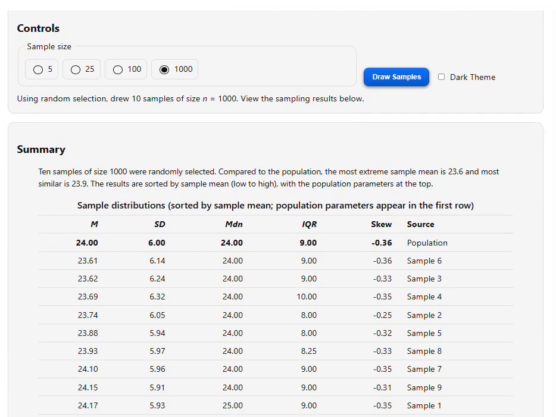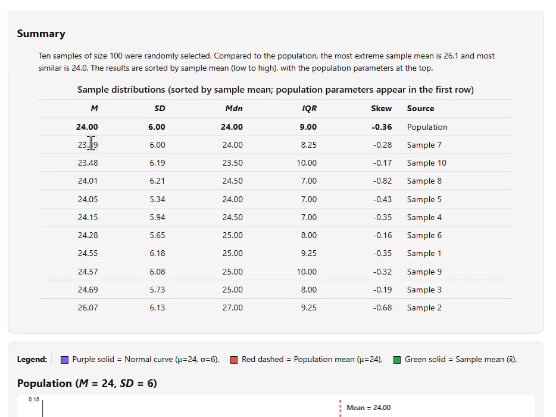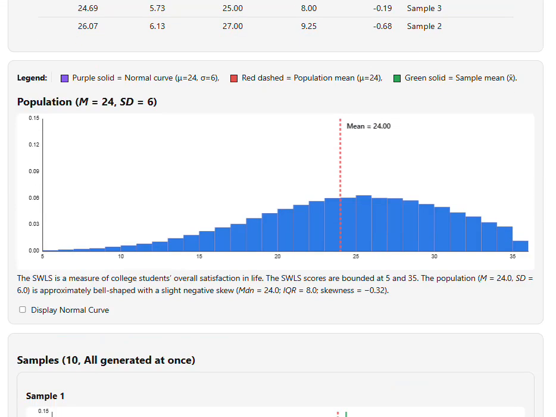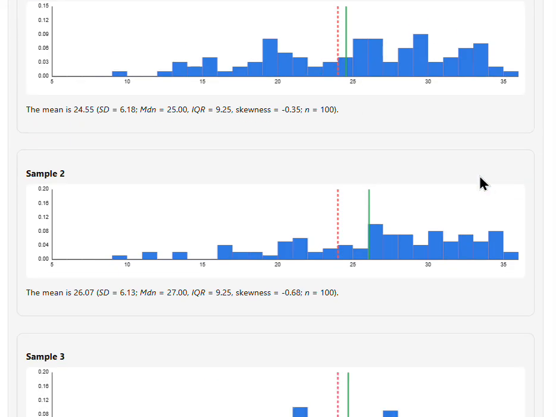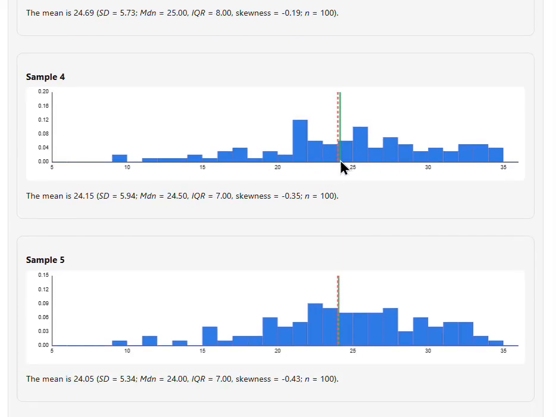Generally, though, we don't have the money or resources to have a sample of size 1,000. So what about a sample of 100? So sample of 100, we're seeing now more variability in the sample mean, in the standard deviation, and in the skewness. In terms of representing what we see in the population, these samples are getting a little less clear in terms of the shape of the distribution. The sample means still fairly good, in some cases excellent.